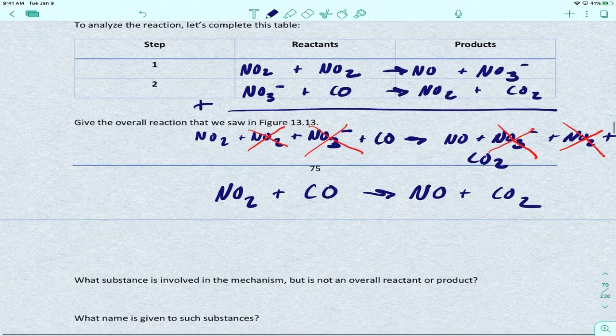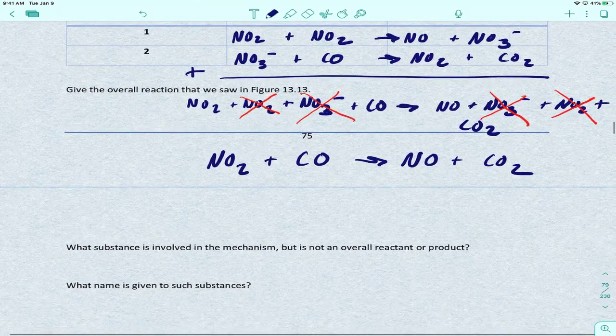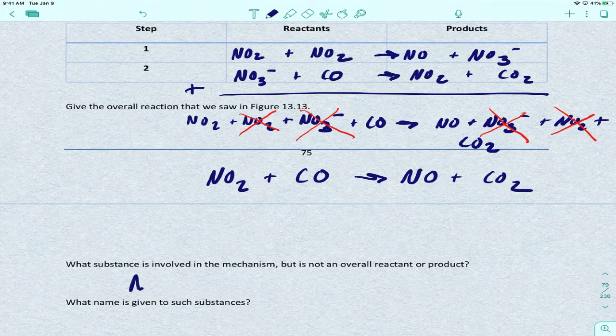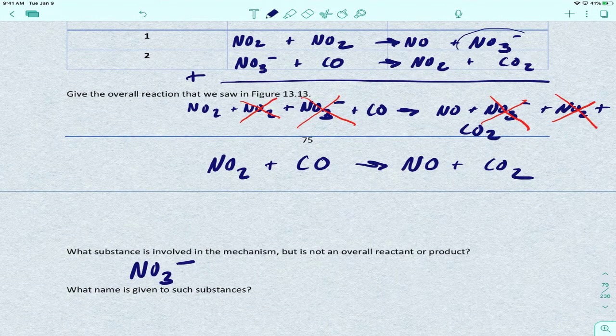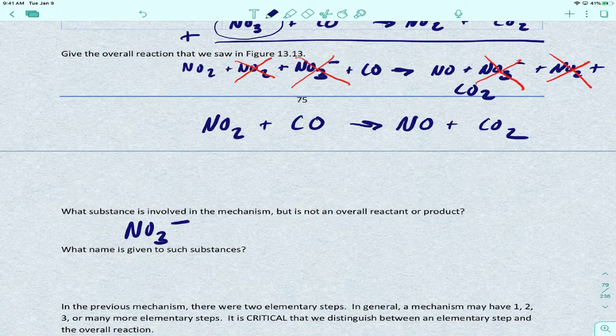So to answer that question, give the overall reaction, that's it. Now, what substance is involved in the mechanism but is not an overall reactant or product? It's NO3 minus. Now look at this. NO3 minus shows up as a product in step 1, but then we turn around and use it as a reactant in step 2. There's a special name that we give to substances like that, which become a product in one step and then a reactant in another. We call those intermediates.